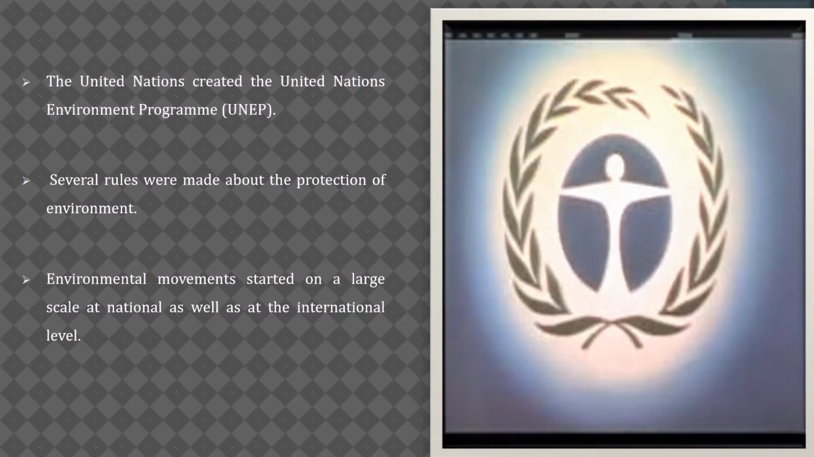Many international treaties about the environment were signed after this conference. Several rules were set up about the protection of the environment. Environmental movements started on a large scale at the national as well as at the international levels. Non-governmental organizations also assumed a bigger role in the decision-making process at international conferences regarding the environment.